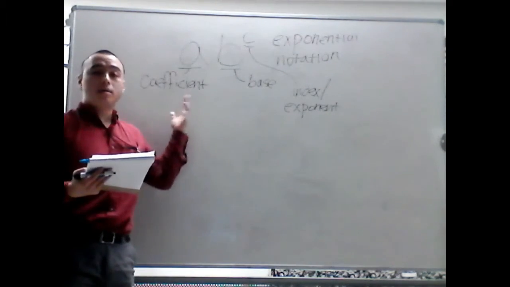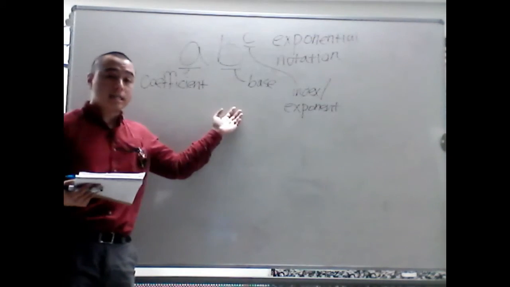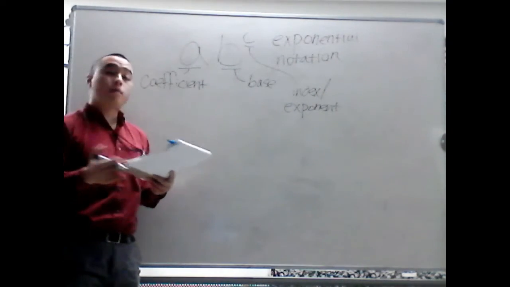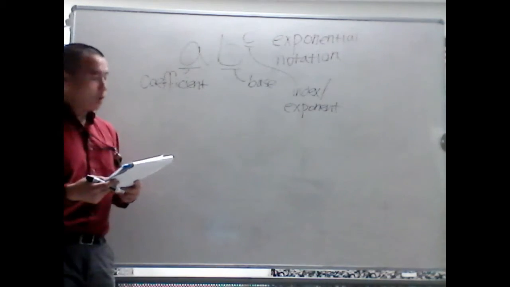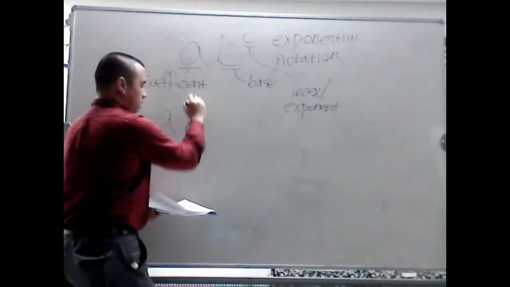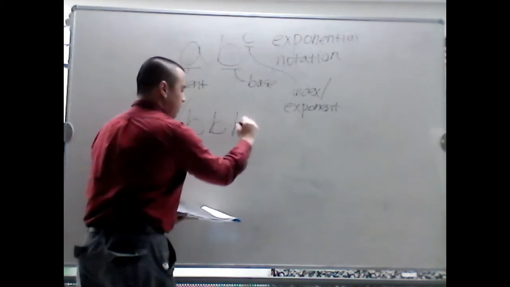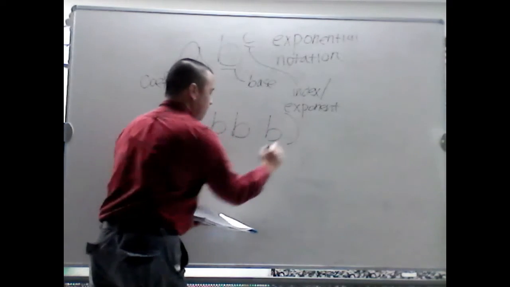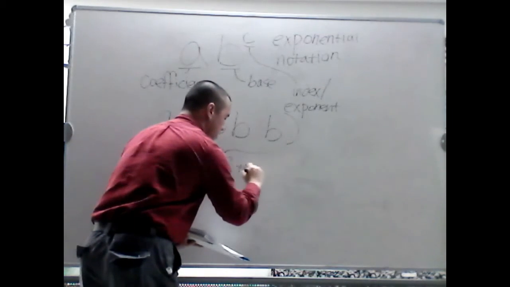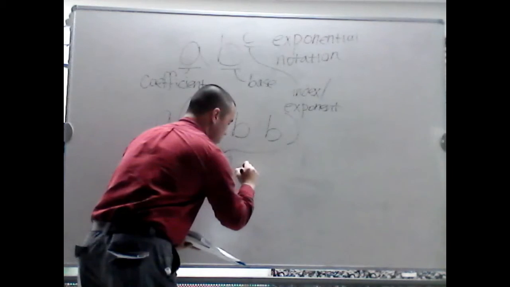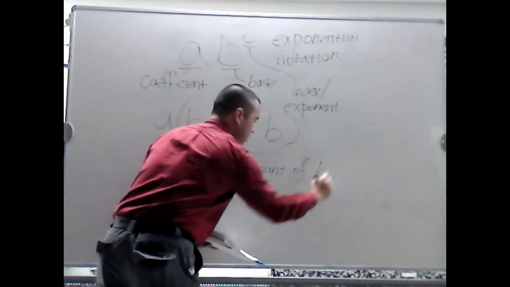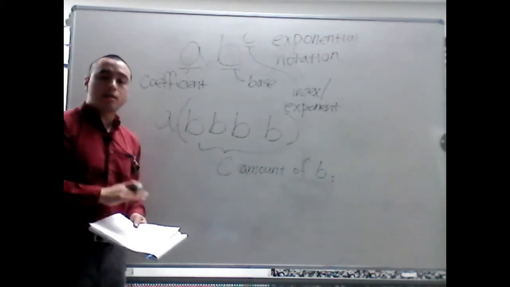We read this out as A times B to the power of C, or A times B raised to the power of C. This, assuming that C is a positive integer, is equal to A times B times B times B multiplied by itself, C number of times, the amount of B's. And that's it. This is assuming that C is a positive integer.